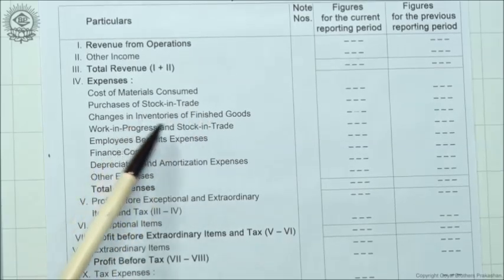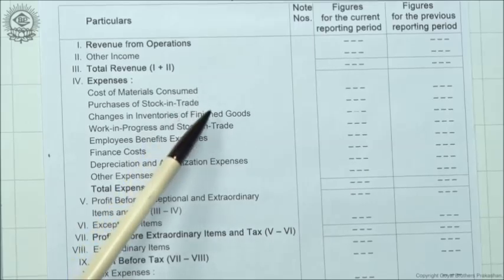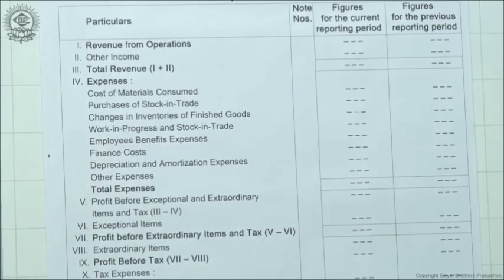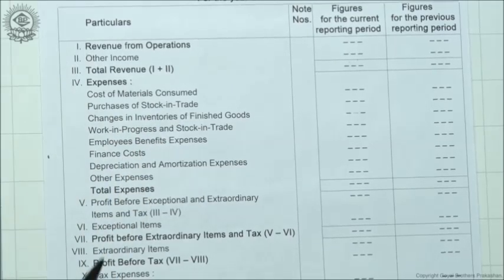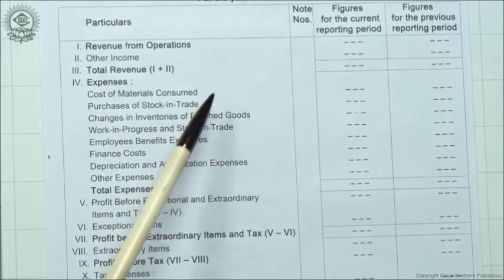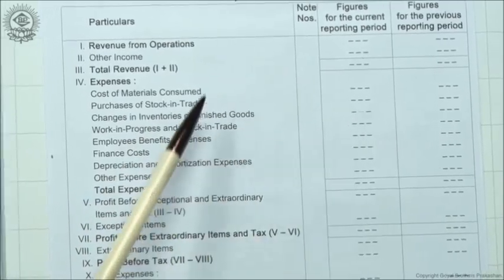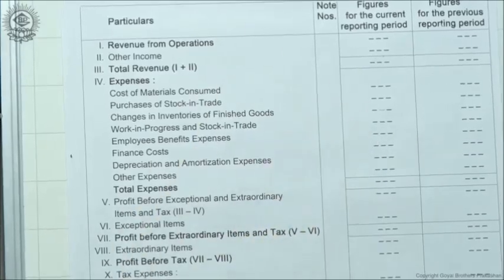So we have 3 types of changes in inventories. All the 3 types will be calculated in the same way, opening stock minus closing stock. This is how we work out the changes in the inventories. So whatever the change comes, the total of all these changes will be mentioned here. Find it? It's not individually, but the total will be mentioned here.